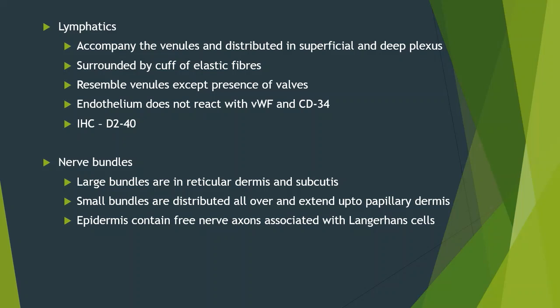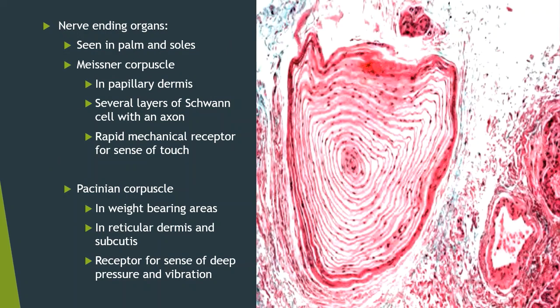There are some nerve ending organs. These are specialized organs for some special kinds of sensation. Some of the nerve ending organs are present in the superficial dermis and in the papillary dermis. They are seen in the palms and soles, known as the Meissner nerve corpuscle. There are laminations of the Schwann cells around the axons, with a mechanical receptor for the sense of touch. A similar structure is also seen in the deep dermis or subcutis, below the reticular dermis. These are called the Pacinian corpuscles, and they are seen in weight bearing areas, and they are the receptors for deep pressure and vibration.